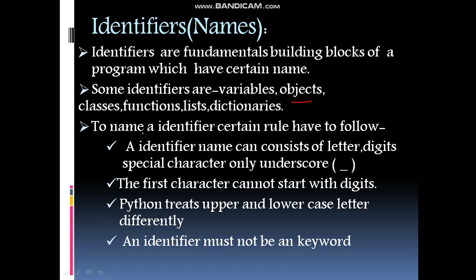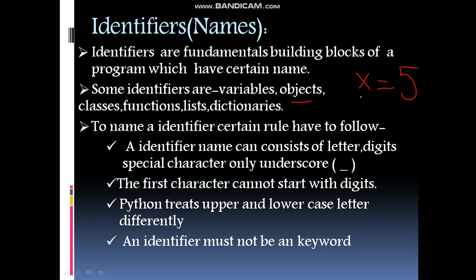Now when you name certain identifiers, for example in maths, how do you define a variable? We generally write x equal to 5, right? So if you assign it, x is a variable, it is used for holding the value 5. Similarly, in Python also, we will define certain variables and objects. These are all identifiers.